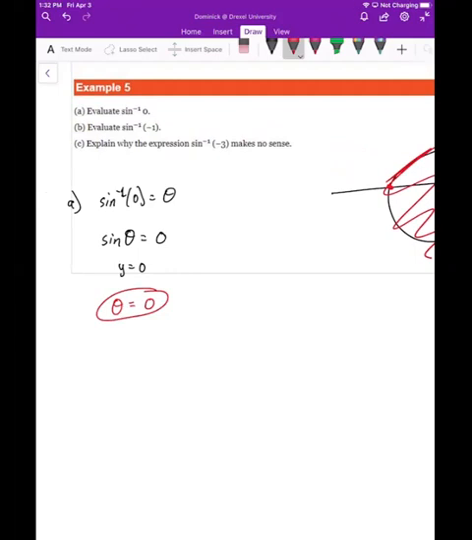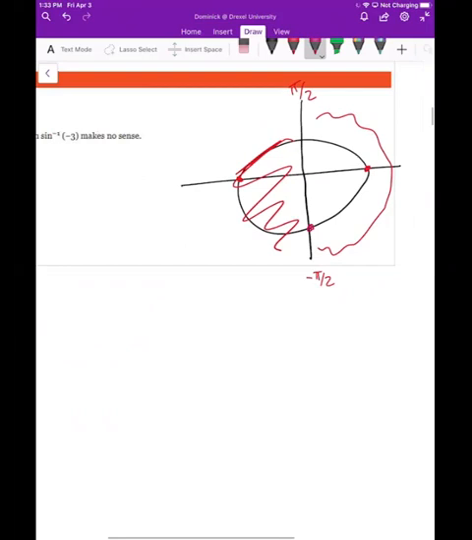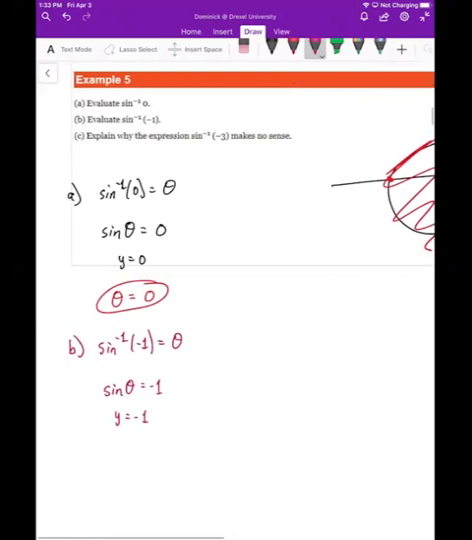Now for part B, we want the inverse sine of negative 1. Again, we want the angle whose sine is negative 1, or a y value of negative 1. And where does that happen? That happens here. So my angle is negative pi over 2. Here, you want to be careful. You don't want to say that your angle is 3 pi over 2 because that's outside of our domain. We want to say that this is explicitly negative pi over 2.